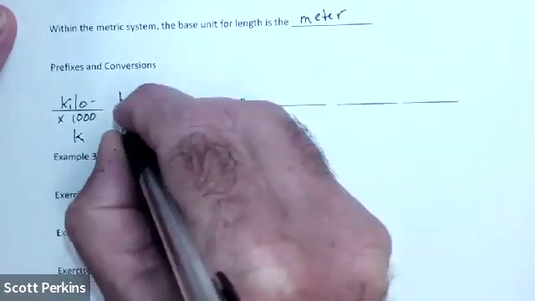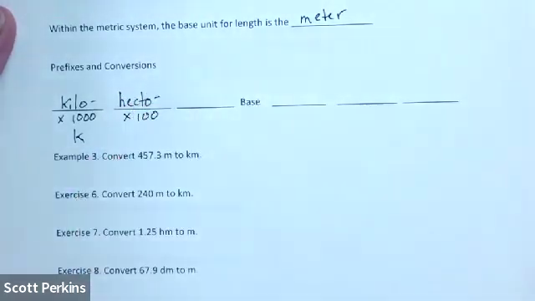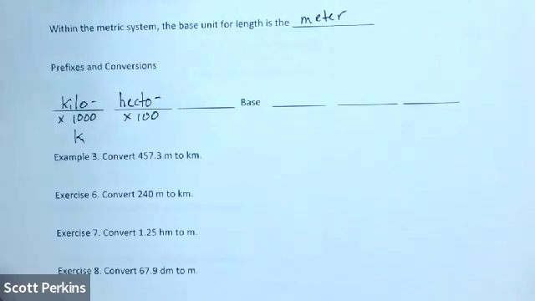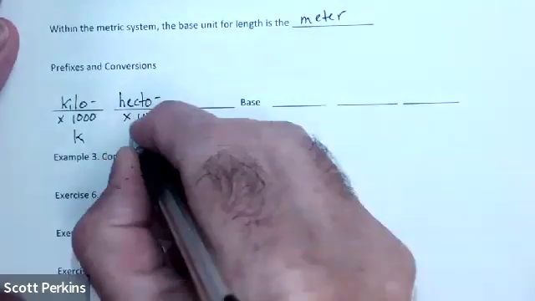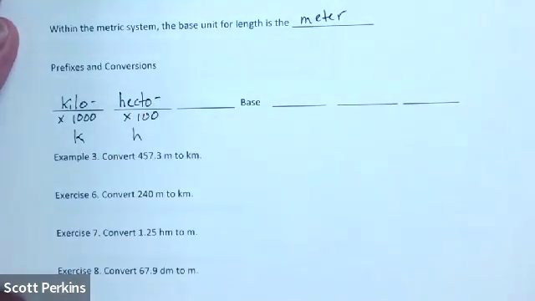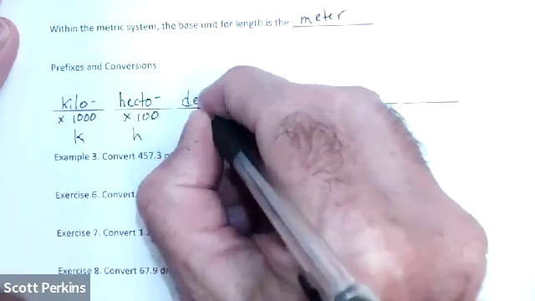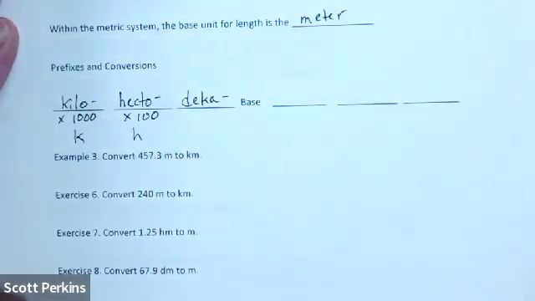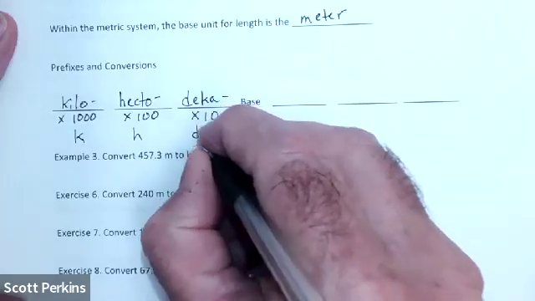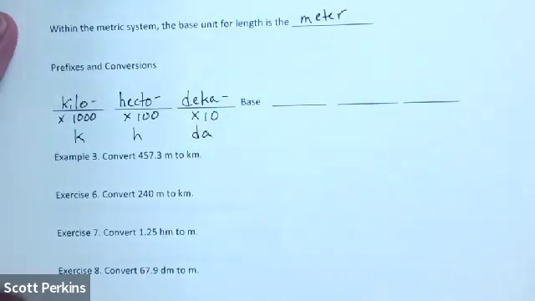And hecto means times 100. So you can see we're just decreasing by a power of 10 every time, just like our place value system, if you remember our talking about that. The abbreviation for hecto is an H. The next one is deca, D-E-K-A. Deca means times 10. And because there is another prefix that starts with a D, the abbreviation for deca is DA rather than just plain old D.